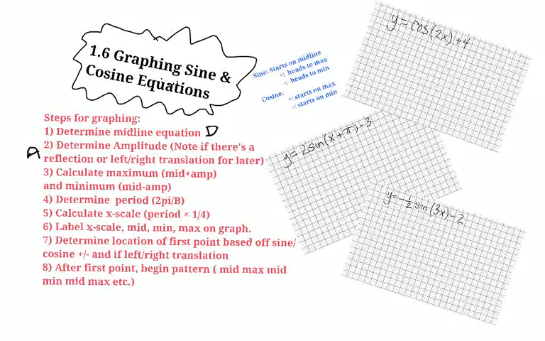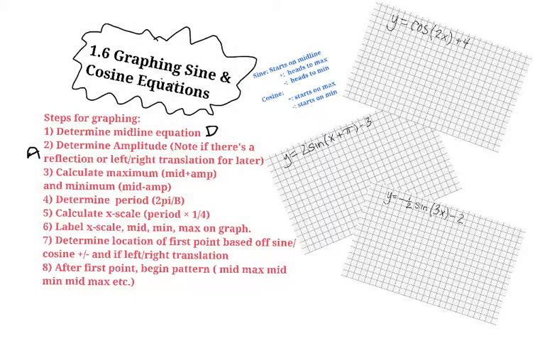We're going to take that period and break it up into 4 pieces because of the 4 quadrants from that circle that gave us our original graph. That's going to give us how we're going to scale our x-axis. We're going to label those scales on the x-axis, and on the y-axis we are going to label the midline, minimum, maximum. Those are going to be the only heights that we plot points at.